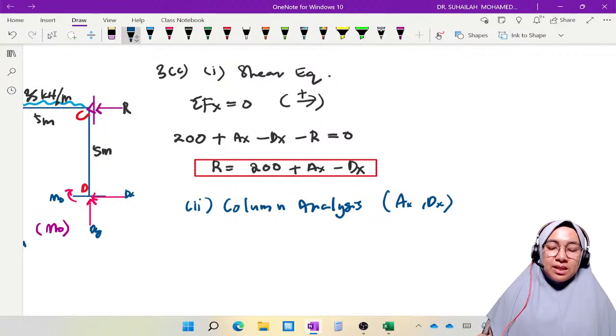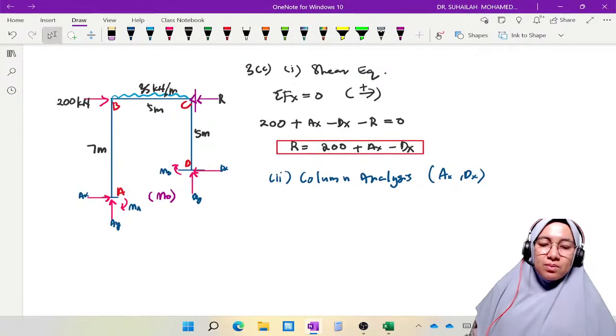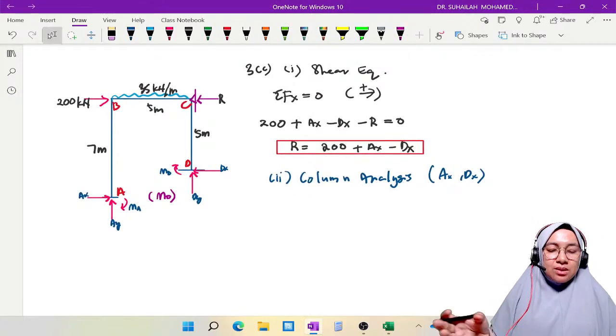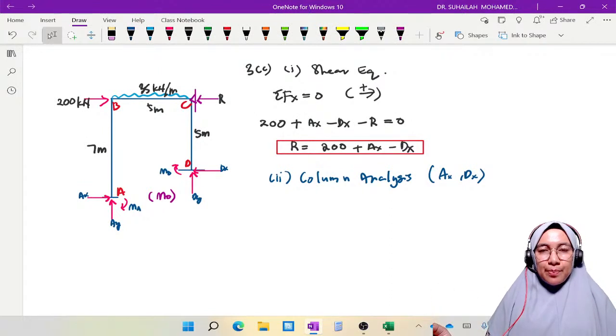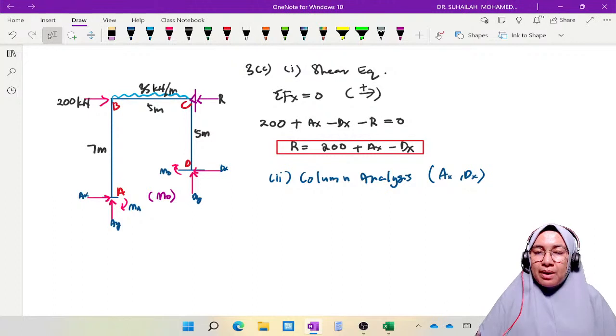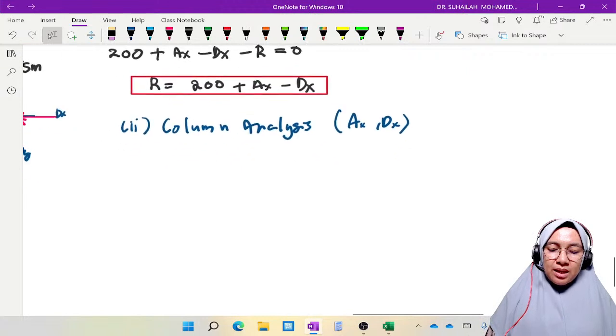For column analysis, we will analyze column AB and column CD separately. To identify AX, we analyze column AB by taking moment at B equal to 0, and then we get the AX value. To calculate the DX value, we analyze column CD by taking moment at C. So we will get the DX value.